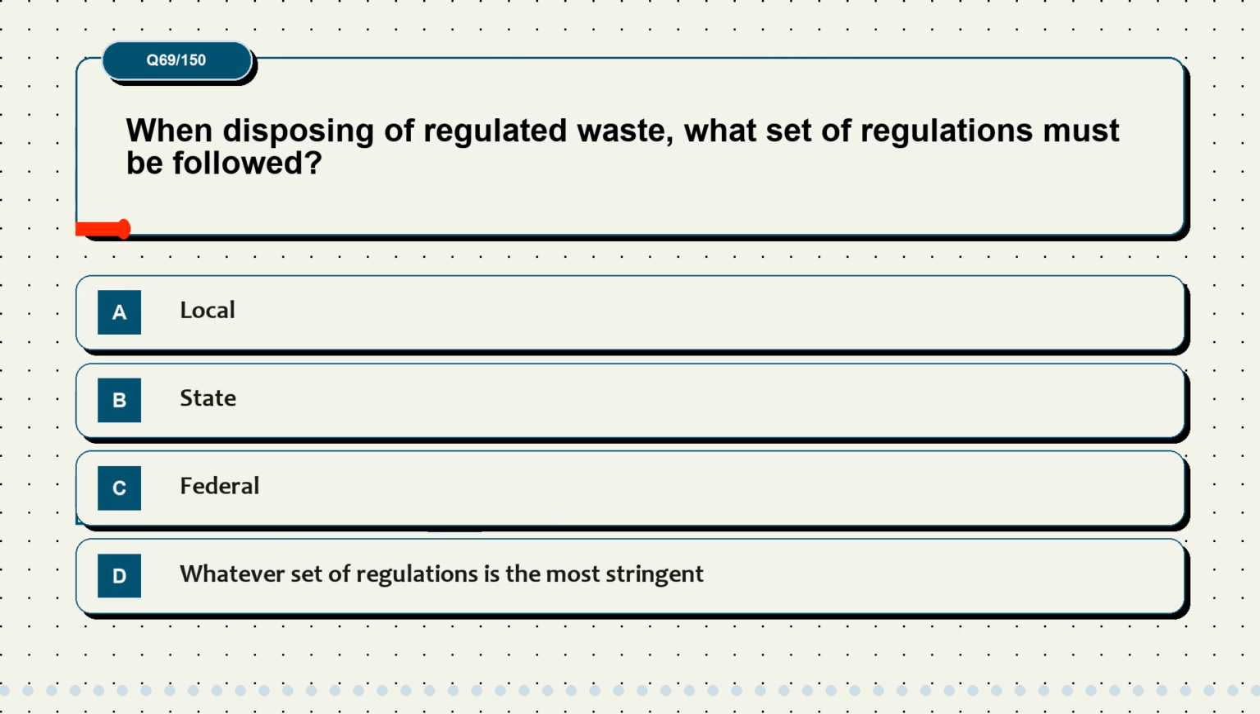Question 69. When disposing of regulated waste, what set of regulations must be followed? Here are the options. Option A. Local. Option B. State. Option C. Federal. Option D. Whatever set of regulations is the most stringent.